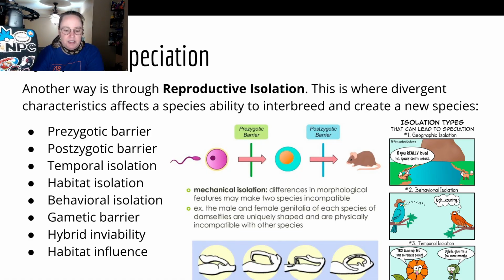Gametic barriers, again, this is getting them in. Mechanical isolation, again, I was talking about the reproductive systems of male and female genitalia being very, very unique. Special damselflies, this is all damselfly genitalia. Yeah, how does that even work? Well, it only works with their species of damselfly, nobody else. So that's a mechanical isolation right there.